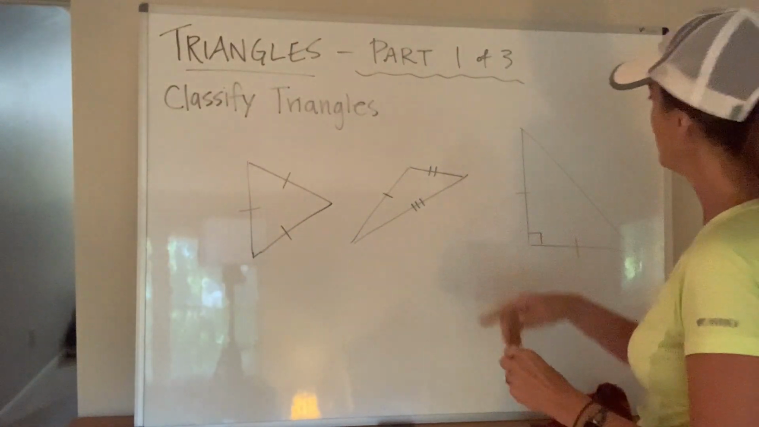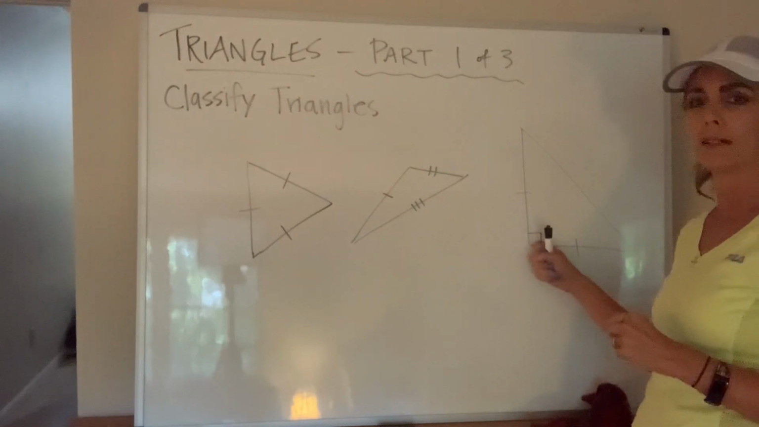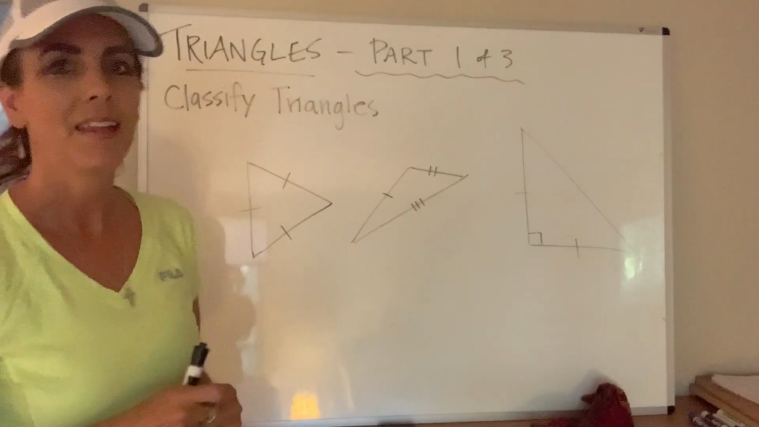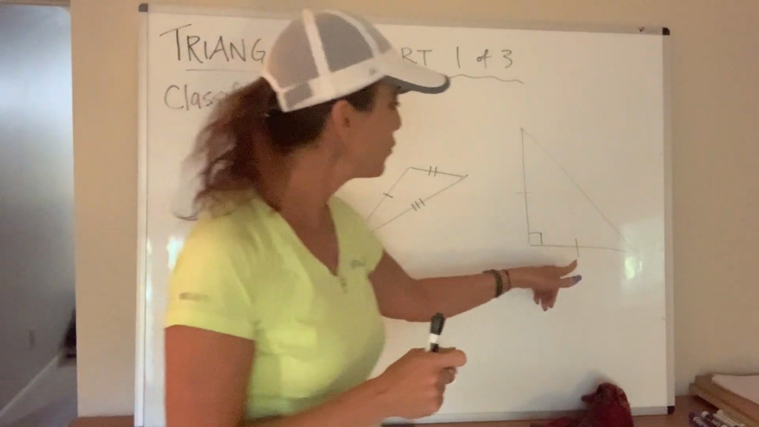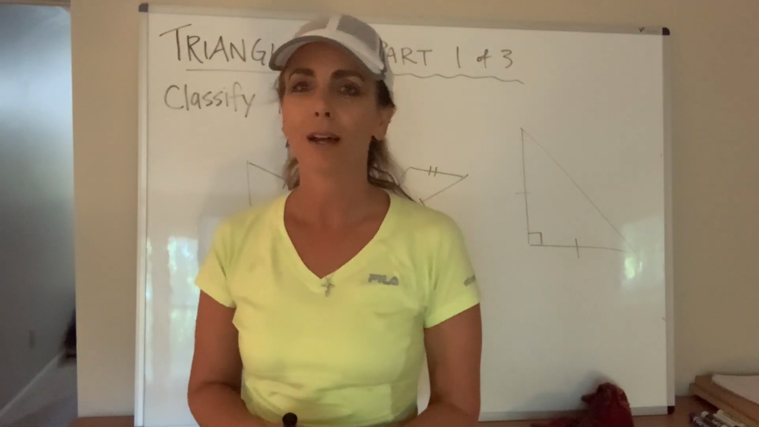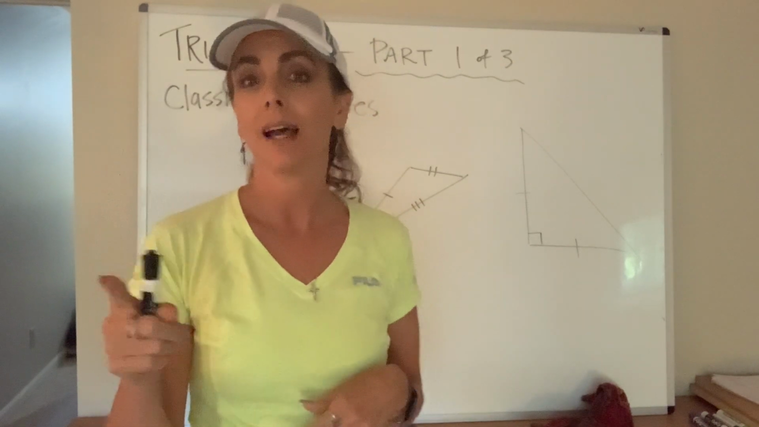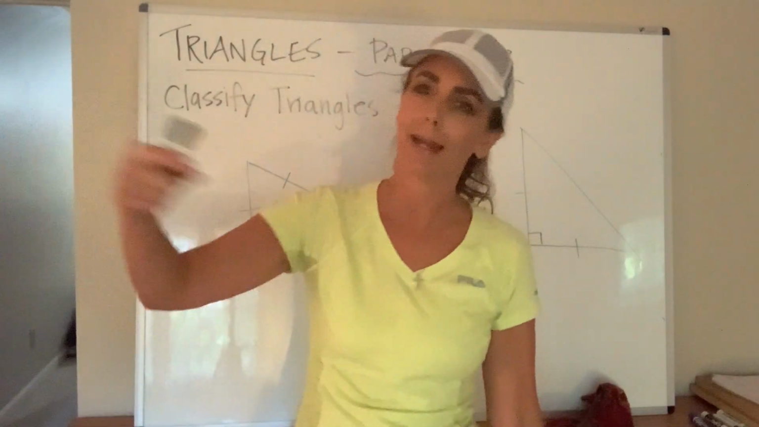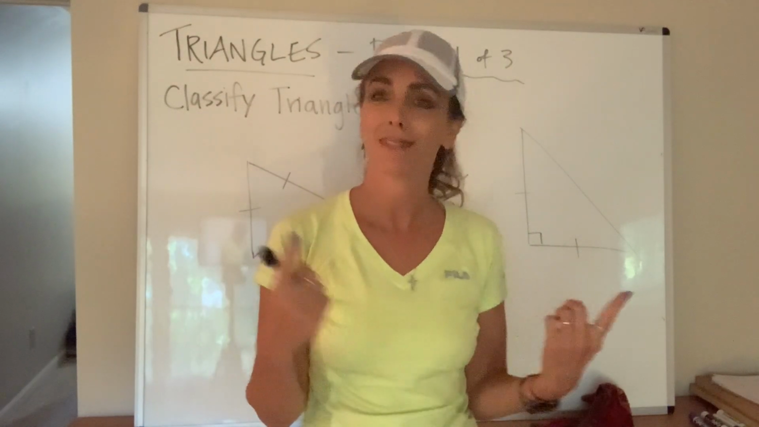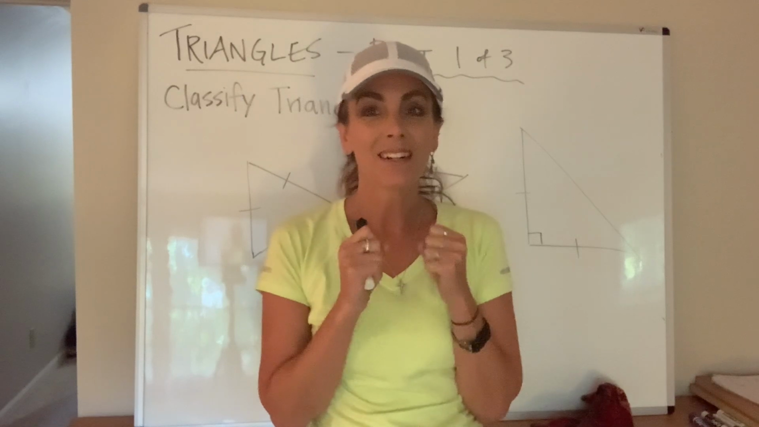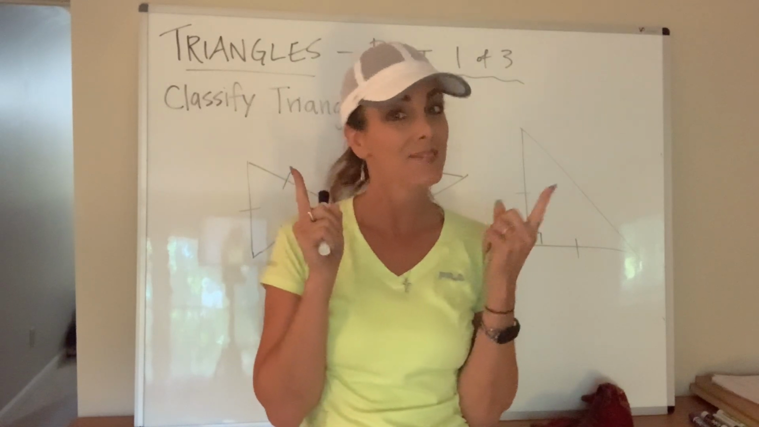Last one here. This tells me it's a right triangle, right? So it's a right triangle, and it has two congruent sides. Those two congruent sides make it isosceles. So an isosceles right triangle, or a right isosceles triangle. And that's all there is to classification of triangles. Next video we start with some theorems. Yay!